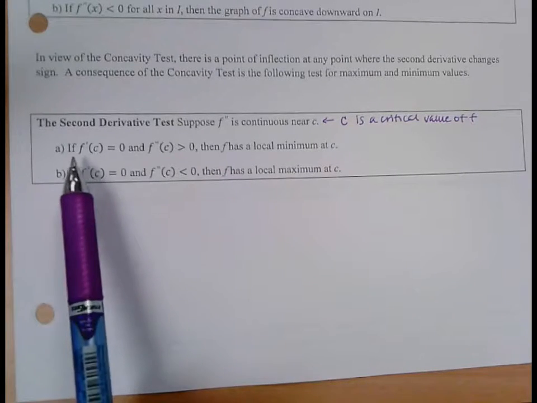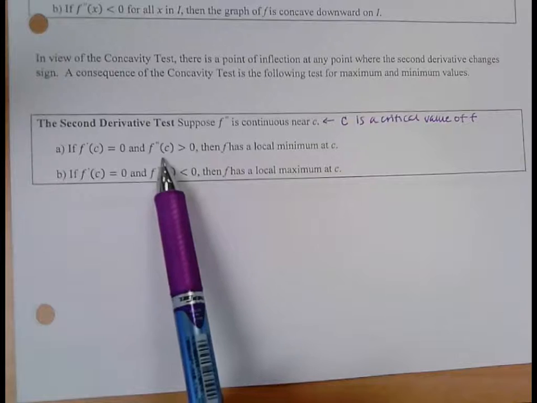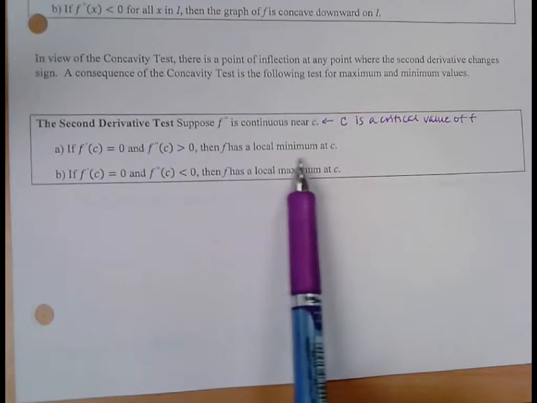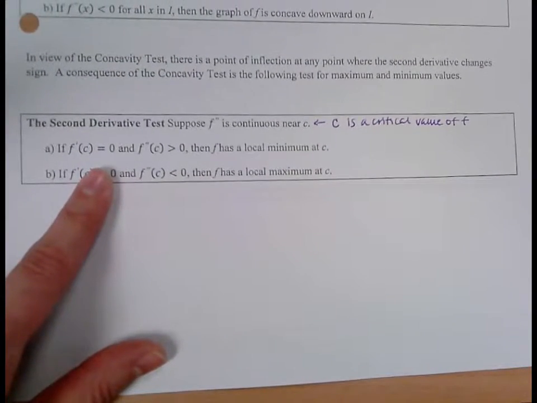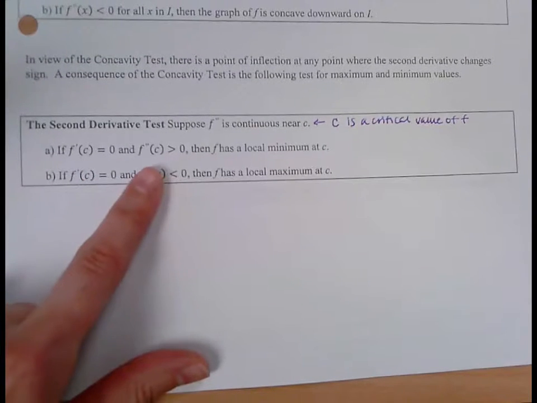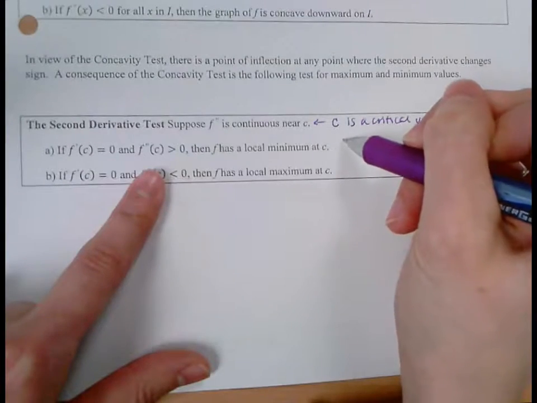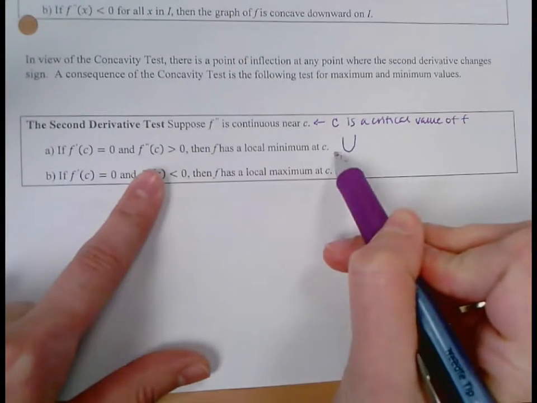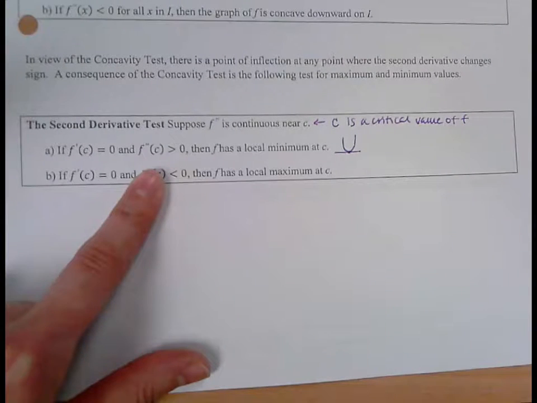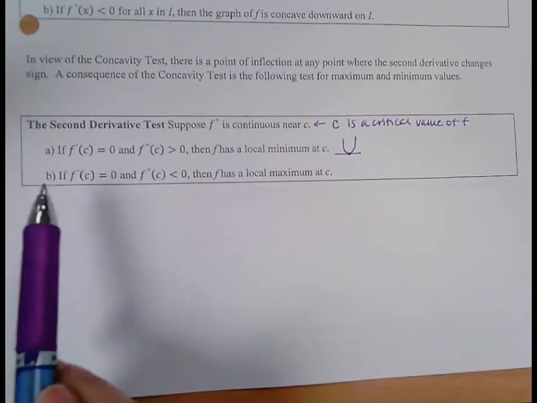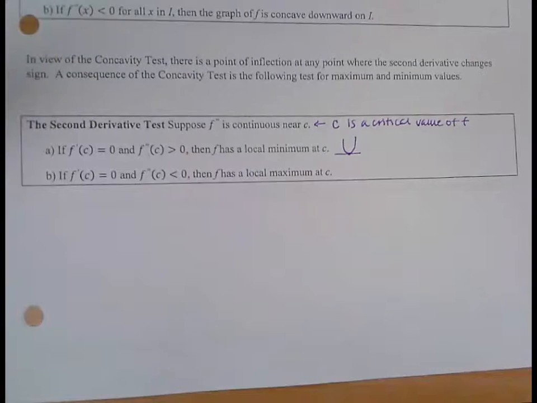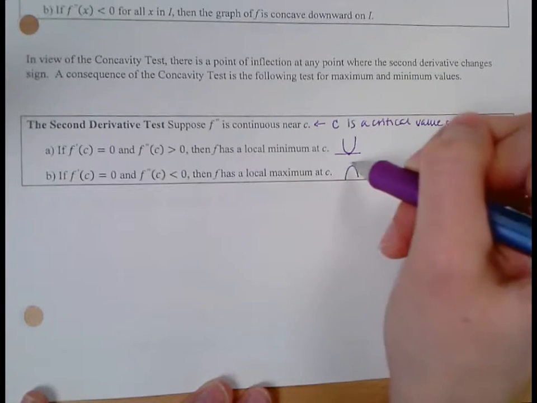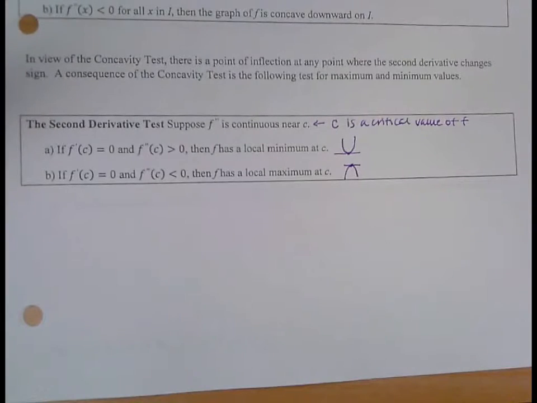So this says for part A, if the first derivative at c is 0, and the second derivative at C is positive, then f has a local minimum at C. And the reason why: if f prime of C is 0, that means it's a horizontal tangent. If f double prime is positive, f is concave up. And if you're concave up at a horizontal tangent, it must be a local minimum. So that's the reasoning behind why that's true. And then vice versa, if, again, f prime of C is 0 and the second derivative at C is negative, then f would have a local maximum because now the curve would be concave down at that horizontal tangent, which would have to be a maximum.